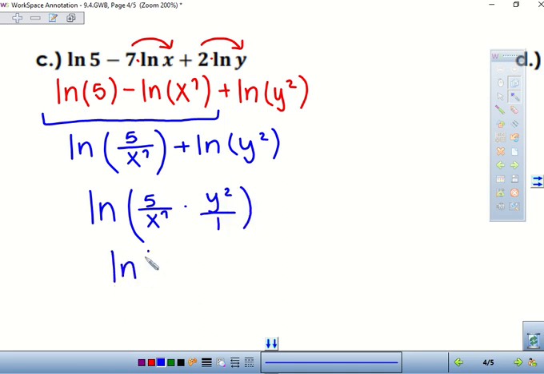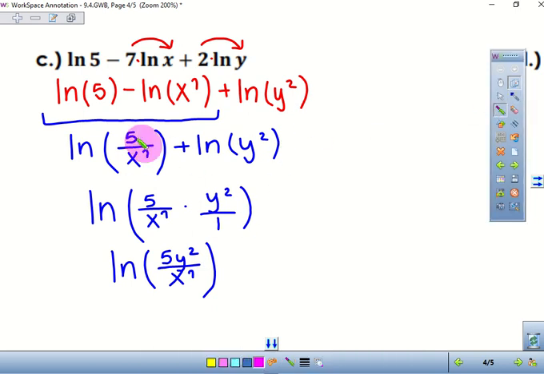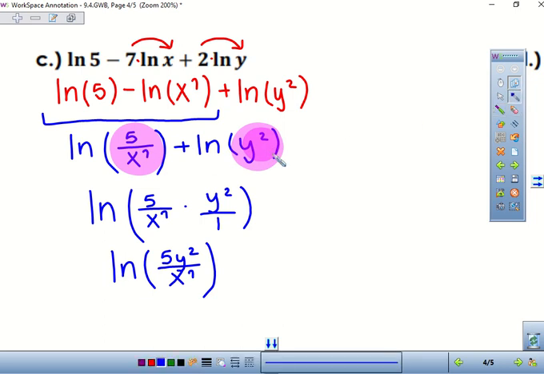Which ultimately becomes ln of 5y squared over x to the 7th. So any questions about that one? How did you know where to put the y? How did I know where to put it? Like, why did you only do it up top? Oh, it's because when I'm multiplying, I'm multiplying this times this, but in reality, it's really me multiplying a fraction by a regular monomial. Oh. So I have to put it over 1.